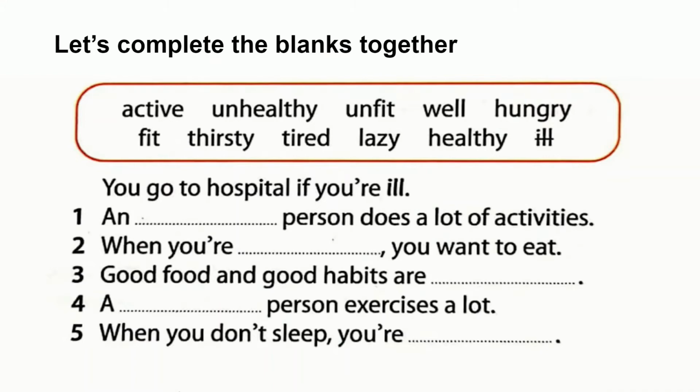Let's complete the blanks together. We have the 11 words just now. Number 1 is given: you go to hospital if you're ill. Number 1, an active person does a lot of activities. Number 2, when you're hungry, you want to eat.